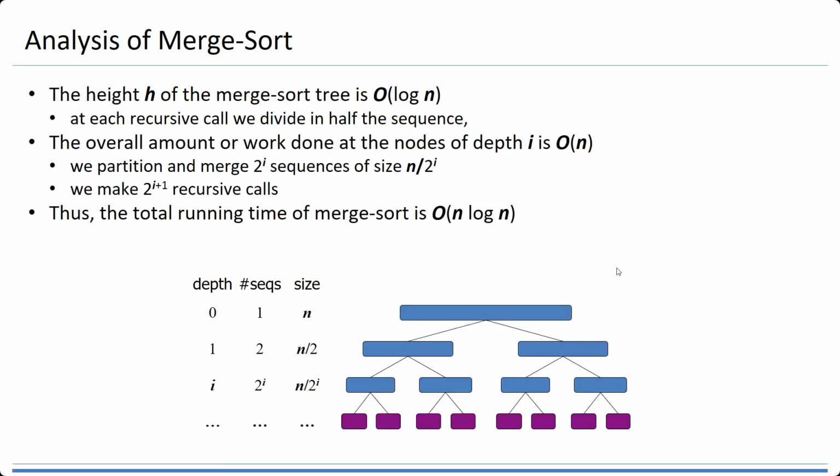So the height of the merge sort is O(log n). From the previous lesson, we learned that with the binary tree, we have the height, and because it always divides the sequence in half, we will have O(log n). So here it will be half, always divided by 2. So the overall amount of work done at the nodes of depth i is O(n).